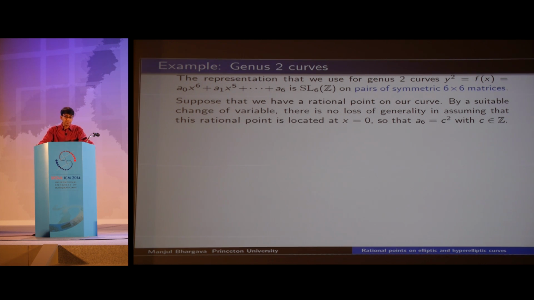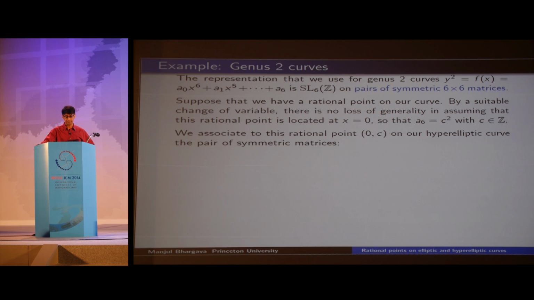First of all, by a suitable change of variable, if we have a rational point, there's no loss of generality in assuming that this rational point is located at x equals 0, just by translating x. And so x equals 0 being a square means that a6 is a square. So what we're assuming is that a6 is c squared for some c in Z. So if we have a rational point, we might as well assume that it's at x equals 0, and therefore a6 is a square, say c squared.